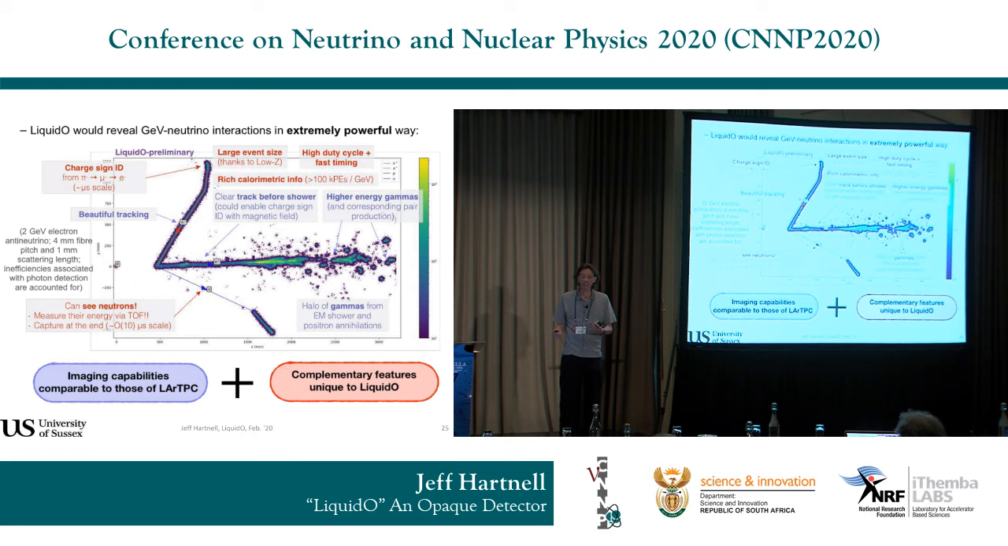Scintillators are fast. And so that could be advantageous for detecting neutrons, and they're also very good at making neutrons scatter and lose their energy. You could potentially do neutron time of flight for tens of MeV neutrons if you had fast readout. There's also the potential to identify the charge sign at the end of muon tracks from the positron ID.